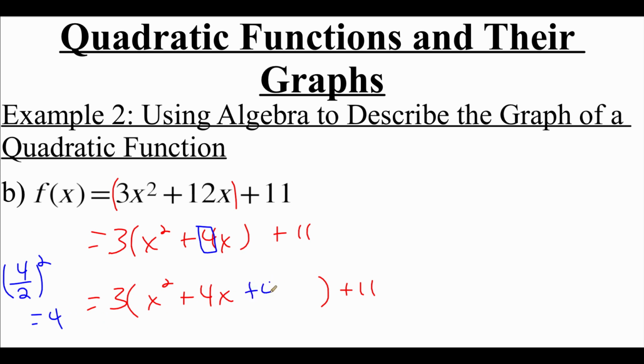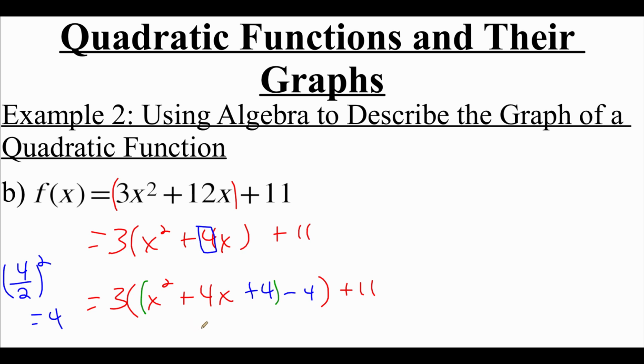So I'm going to add the 4 inside of the parentheses, but then I also need to subtract the 4 inside of the parentheses. So when we add the 4, we have to subtract the 4 to make sure that we're not throwing the balance of our equation off. Now when we do that, that creates our nice factorable set in the front here.